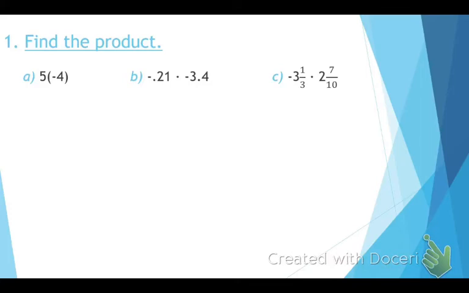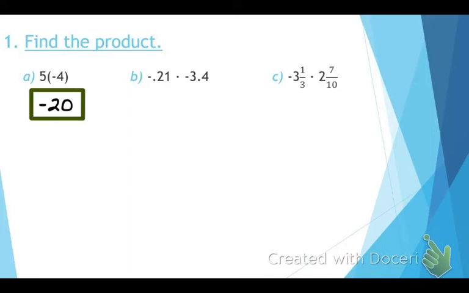As we just said, finding the product means that we're going to multiply things together. First one, AJ. What's 5 times negative 4? Negative 20 is correct. There was only one negative there, so we know our answer has to be negative. Moving on to the next one.